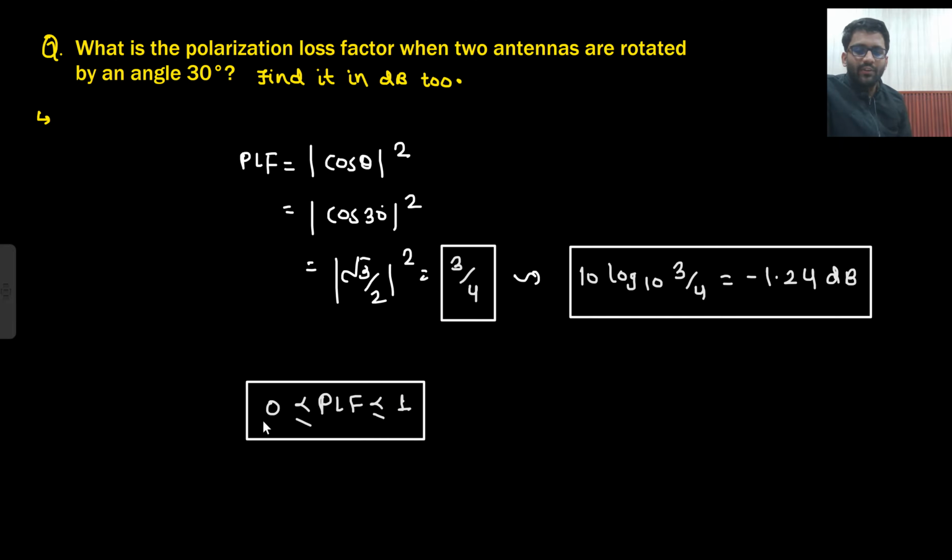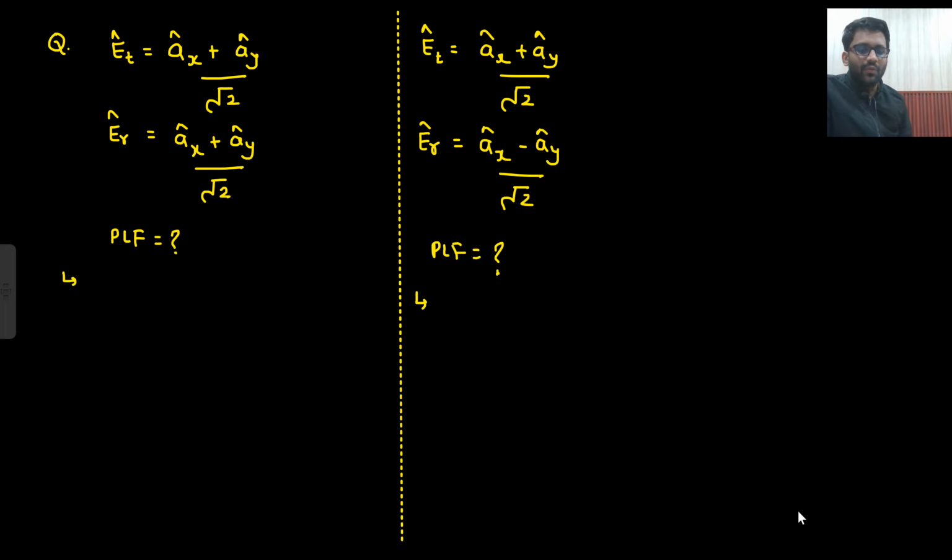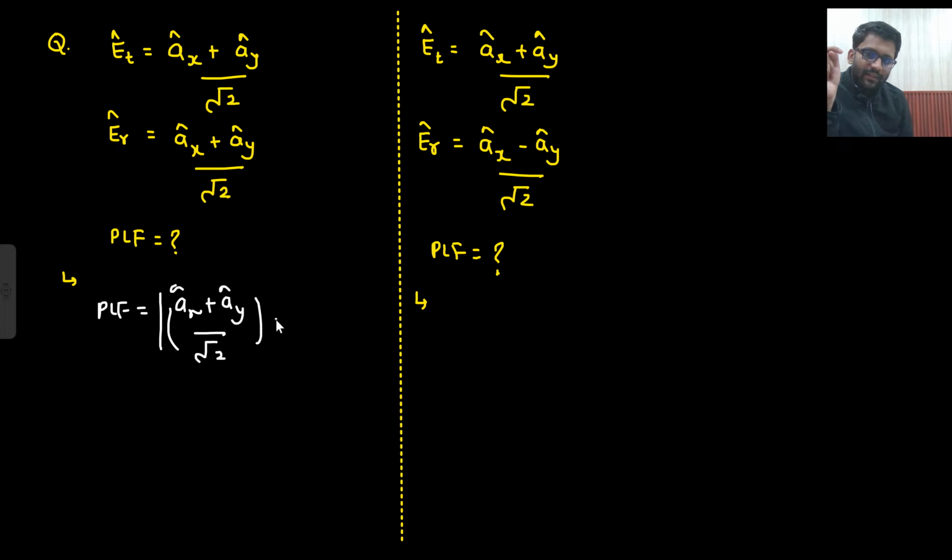So what did we show here? The polarization loss factor would be from 0 to 1. Now let's calculate the polarization loss factor for this particular question. So what would that be? This is the transmitted wave. So the transmitted wave is polarized in x and y direction, and the reflected wave is also polarized in x and y direction only.